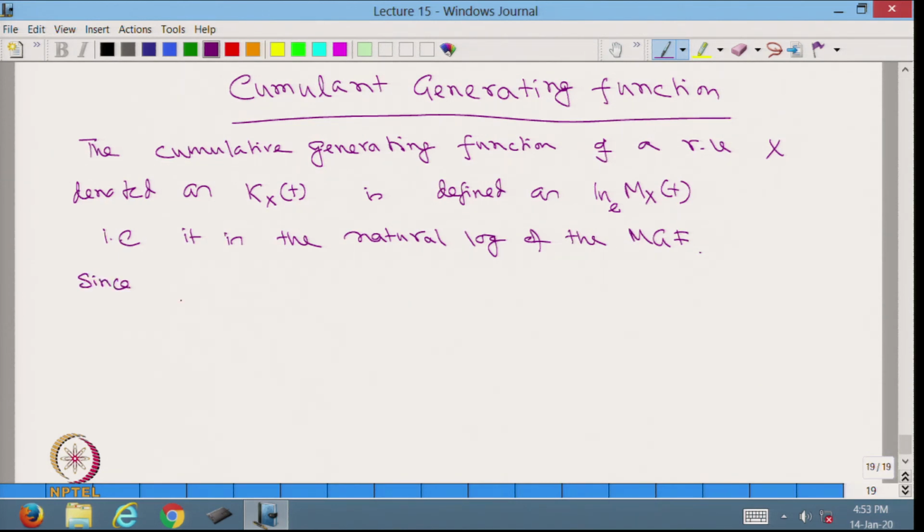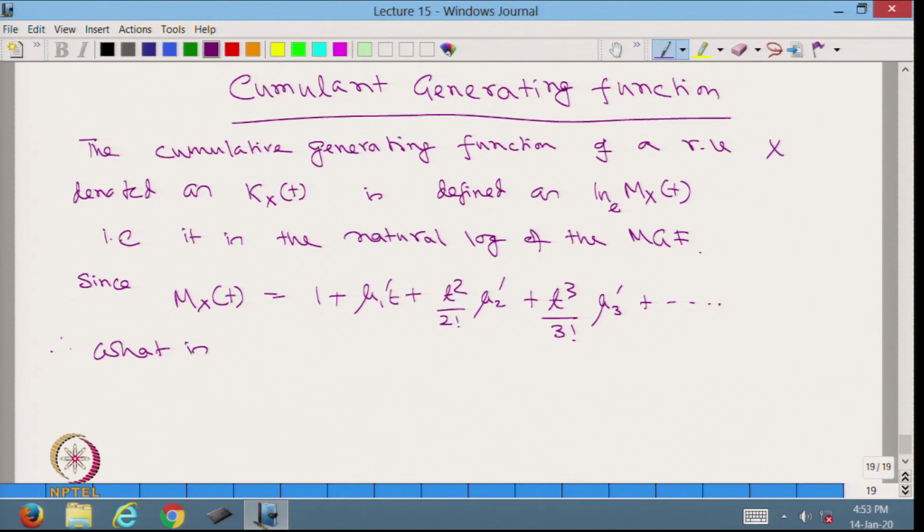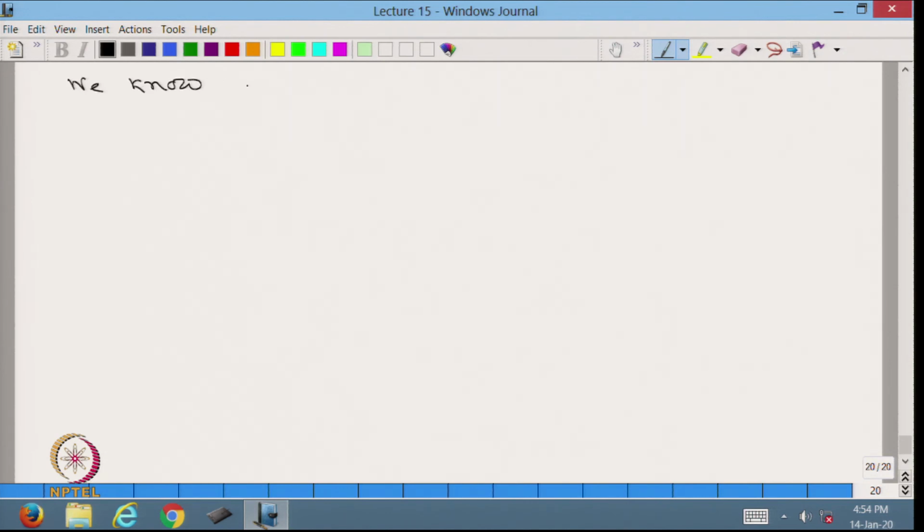Since M_X(t) is equal to 1 plus mu1 prime t plus t square upon factorial 2 mu2 prime plus t cube upon factorial 3 mu3 prime, like that. Therefore, what is the log of M_X(t)? That is the question. We know the natural log of 1 plus x is equal to x minus x square upon 2 plus x cube upon 3 minus x to the 4 upon 4, etc.